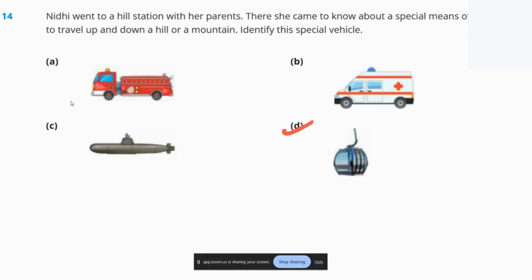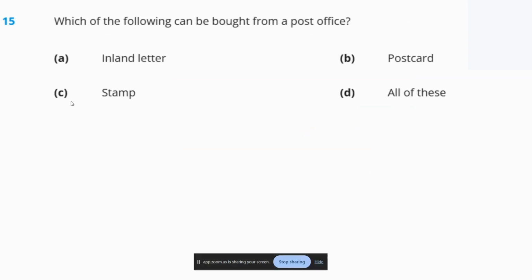Okay. Next question. Which of the following can be bought from the post office? Inland letter? Yes, we can buy an inland letter. We can buy a postcard as well as stamps. So option number D, that is all of these, is our right answer. We can find all of these in the post office.